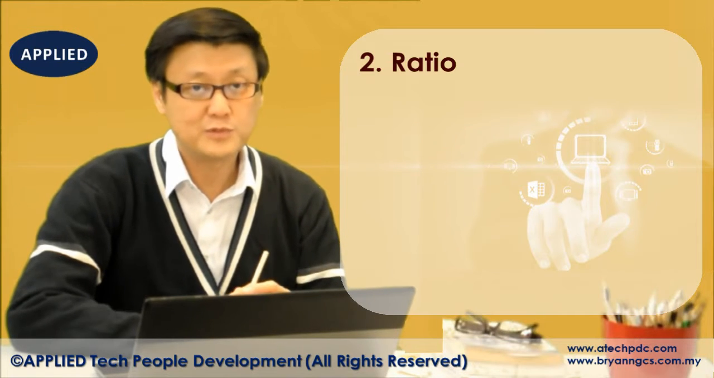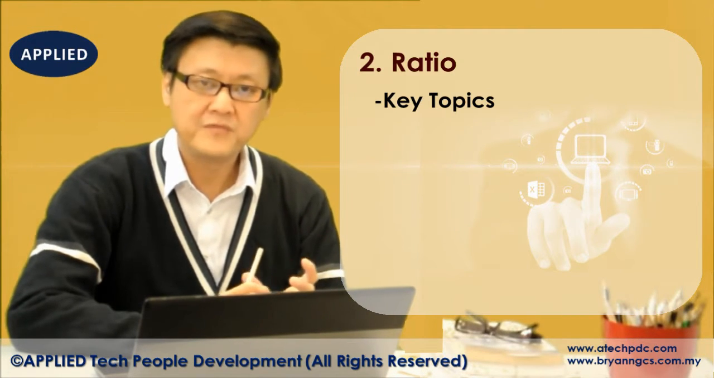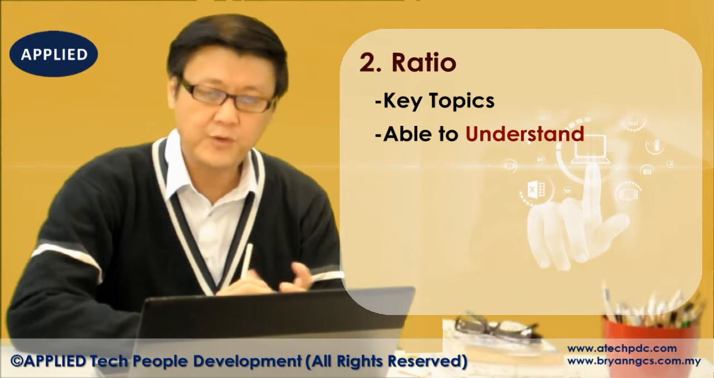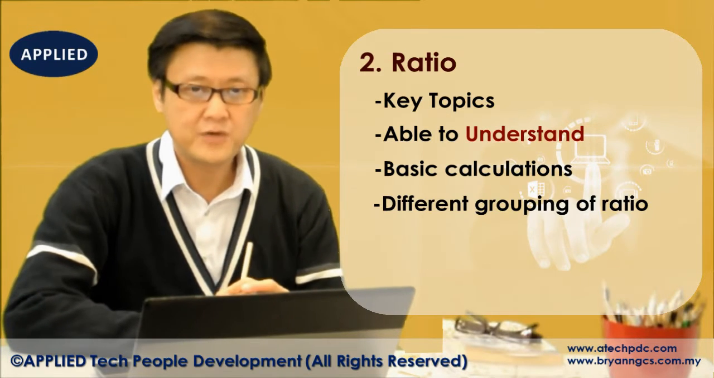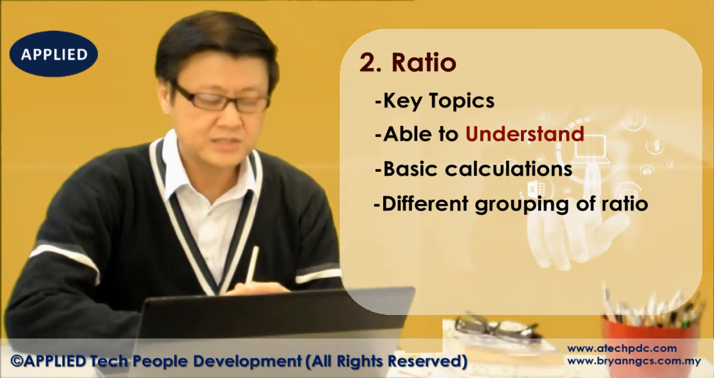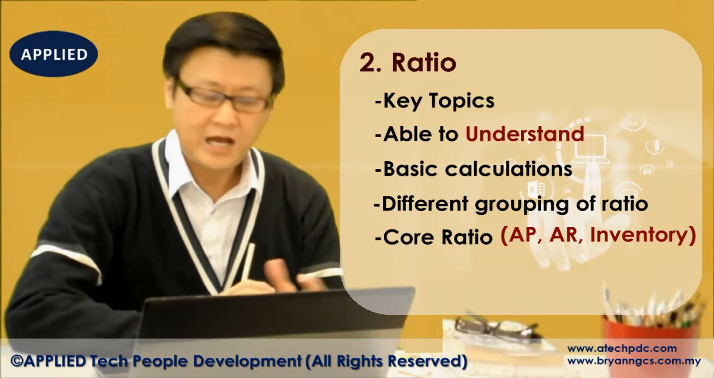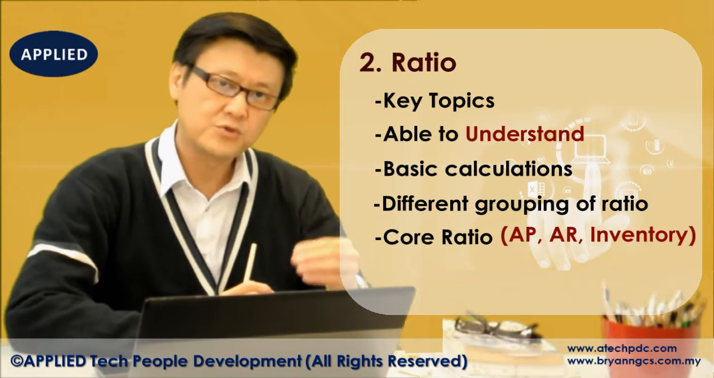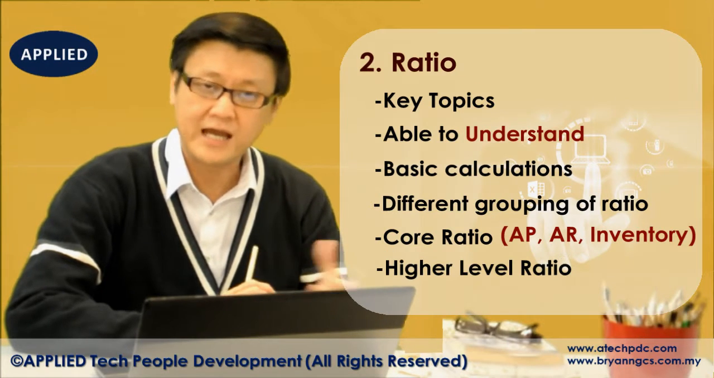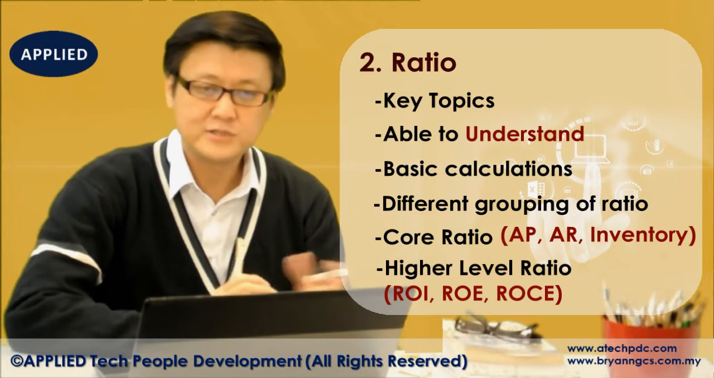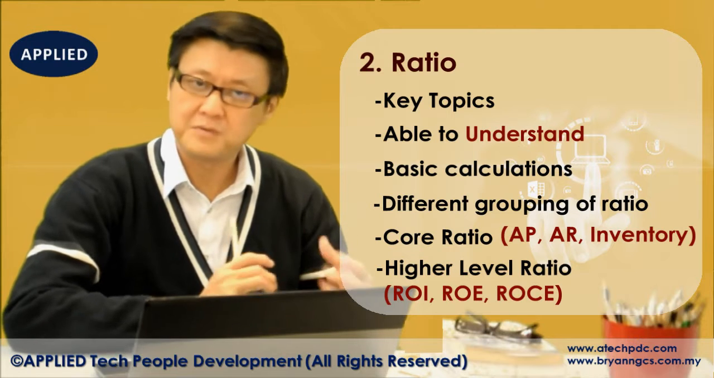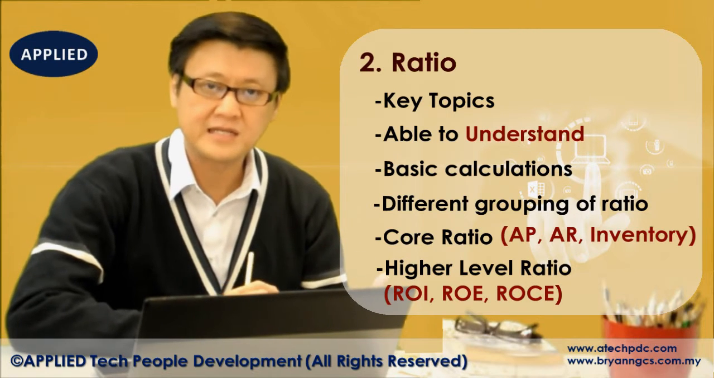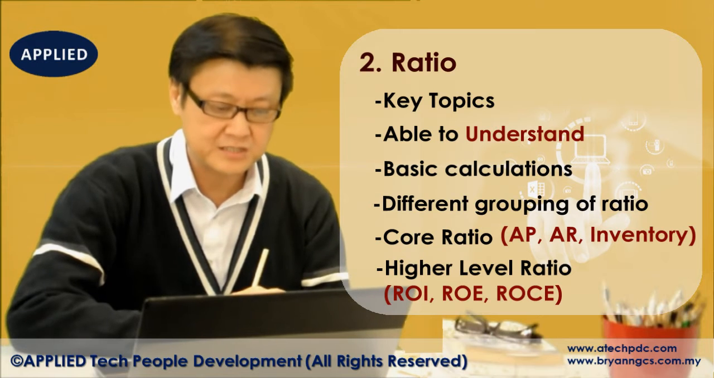One of the core modules in this topic is ratios. Ratio is one of the very key topics. What we want them to do is at least understand what a ratio is, do the basic calculation and formula, understand there are different groupings of ratios, and understand core ratios such as AP, AR, inventory, and how you calculate them. We also help them understand higher level ratios like ROI, ROE, ROC, which are normally challenging topics. So at least if they understand, they can prepare those numbers correctly for you, so that you can do your analysis.